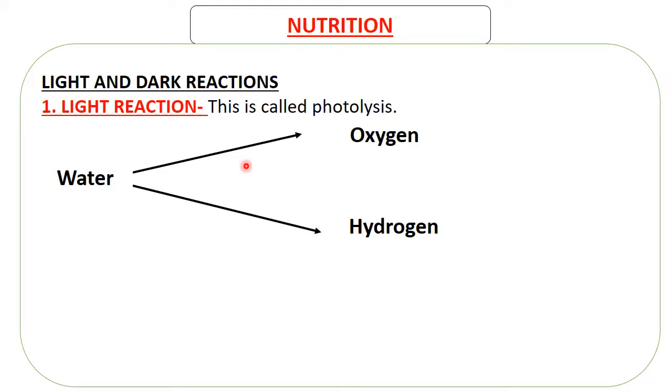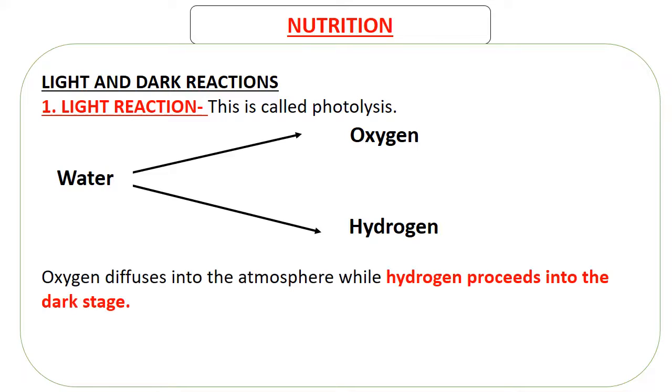So once water is broken into oxygen and hydrogen, what happens? Oxygen, as we discussed, diffuses out of the plant for animals, of course, to breathe in, and part of it is used for respiration. What about hydrogen? So hydrogen is the one that proceeds to the next stage of photosynthesis, which is the dark reaction. So in summary, oxygen diffuses into the atmosphere while hydrogen proceeds into the dark stage.